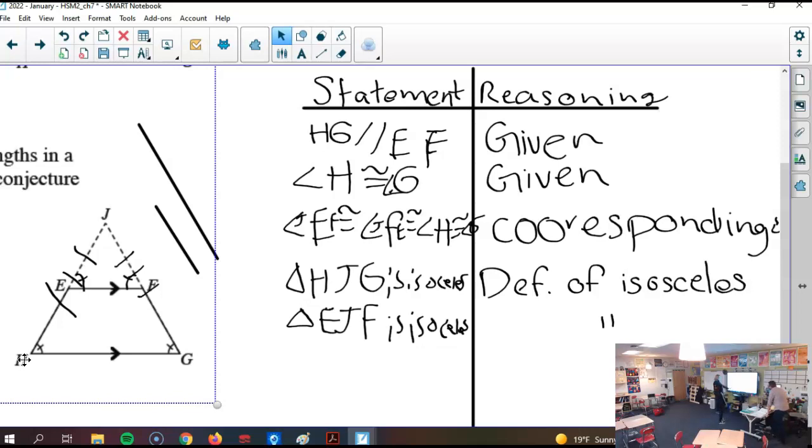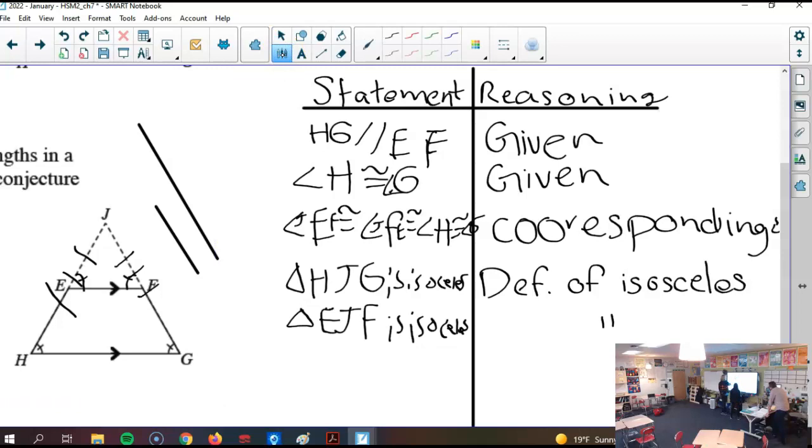JG minus JE. Wait. So, do you want me to jump in, or do you guys want to wrestle with it for a minute? I want you. Wait, we can put GF as congruent to AG, and then we can write whatever the proof is over there. Wait, do you know that yet? Yes, because of the subtraction problem.